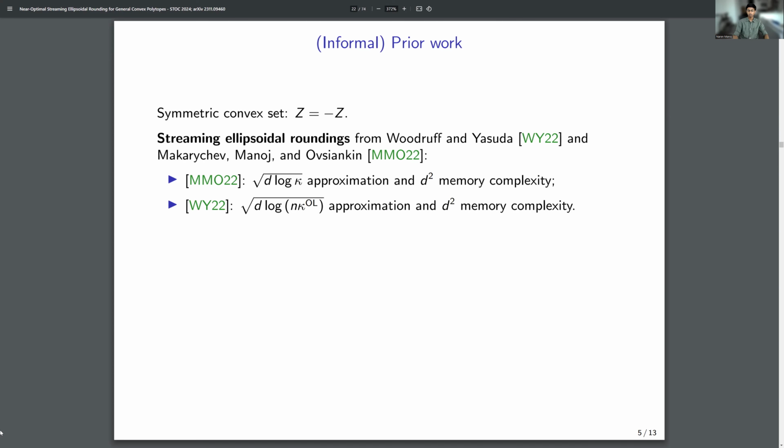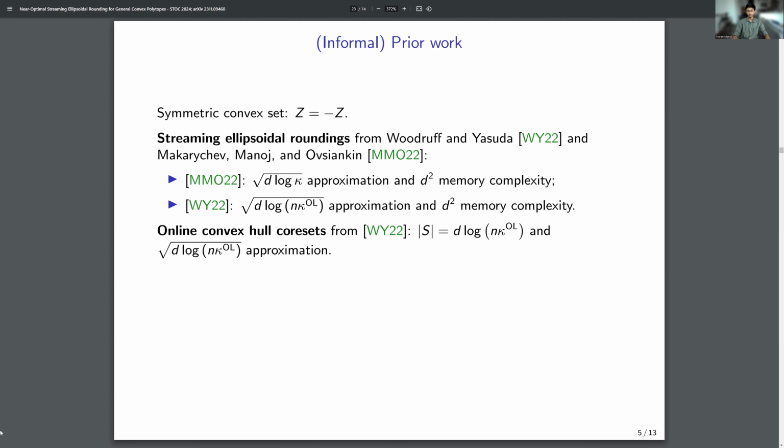So similarly, Woodruff and Yasuda give a similar approximation guarantee with a slightly different term inside the log factor. So it's an n times an online version of this aspect ratio term, though their setting is very slightly different from the one that we studied earlier. But also it gives d squared memory complexity. So importantly, the memory complexity that they also give does not depend on the length of the stream.